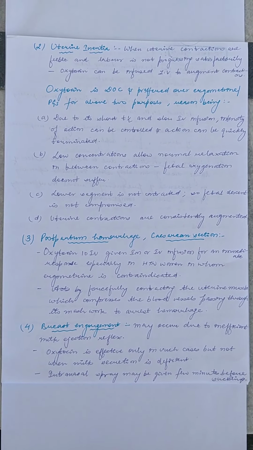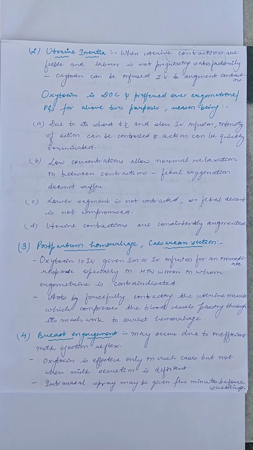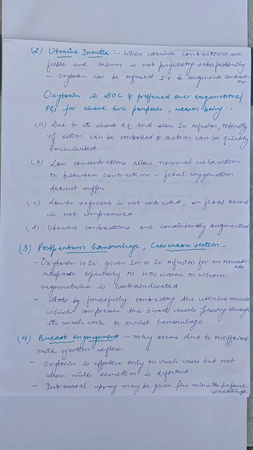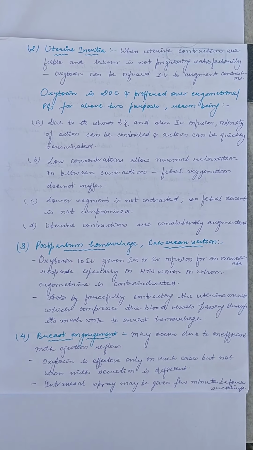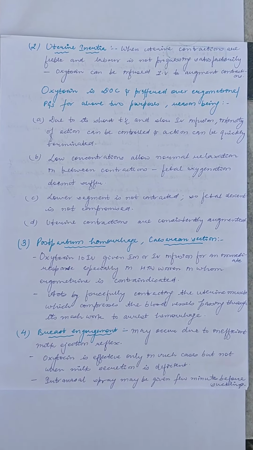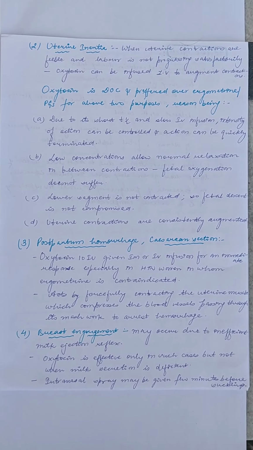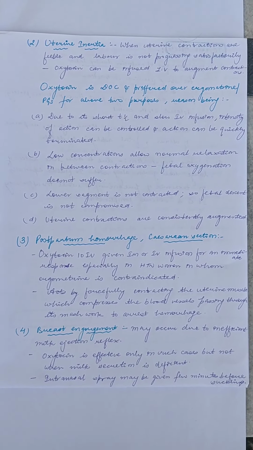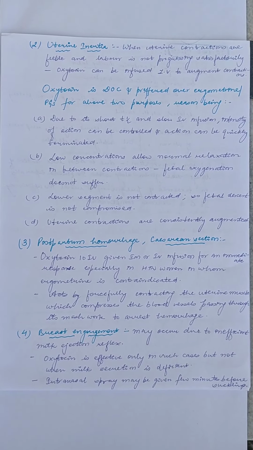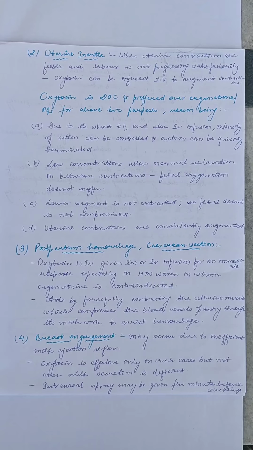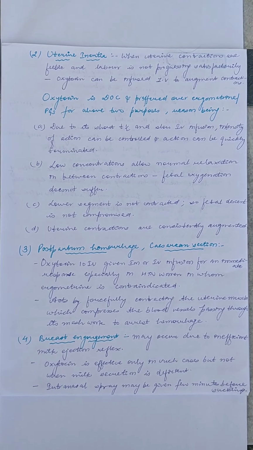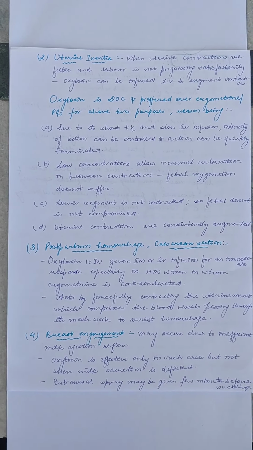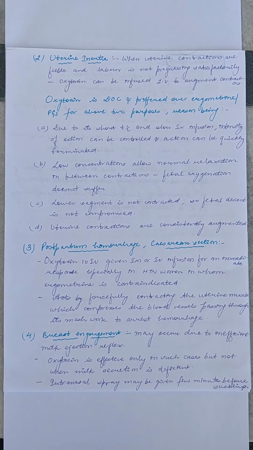Second reason, that is low concentrations allow the normal relaxation in between the contractions so that fetal oxygenation does not suffer. And third reason, lower segment is not contracted due to oxytocin, so fetal descent is not compromised. And fourth reason will be uterine contractions are consistently augmented. The third use is seen in postpartum hemorrhage or cesarean section. Oxytocin 10 international unit given IM or IV as infusion for an immediate response, especially in hypertensive women in whom ergometrine is contraindicated. And it acts by forcefully contracting the uterine muscle, which compresses the blood vessels passing through its meshwork to arrest hemorrhage.